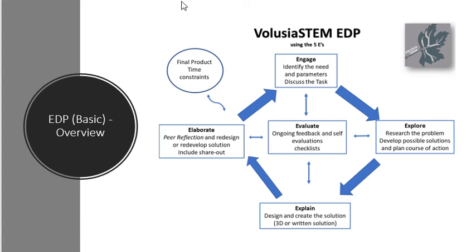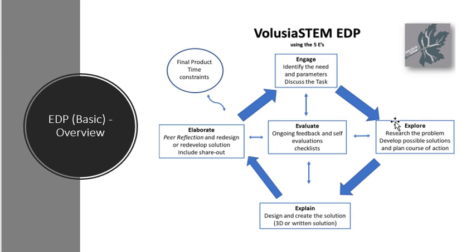Going a little deeper on this. First, you start off with the engage step. Whenever you're presented with a problem and you need to solve that problem, to engage with that problem means to identify the need and parameters of that problem. So what are the requirements that is being asked of you by your teacher or by your customer or client? What is the need? What is the pain point that needs to be solved? And of course, to discuss the task with your team and with experts in order to engage with the problem.